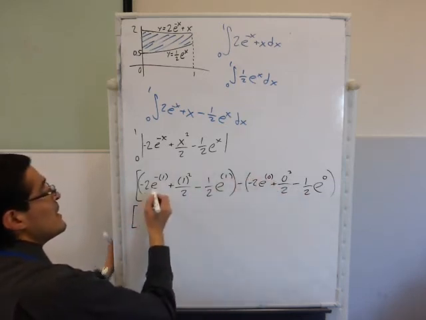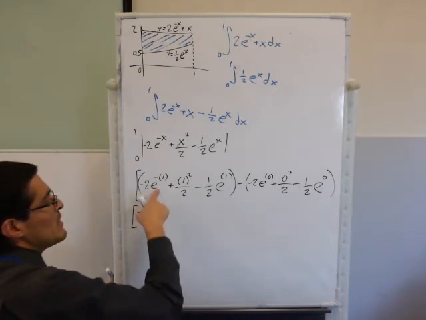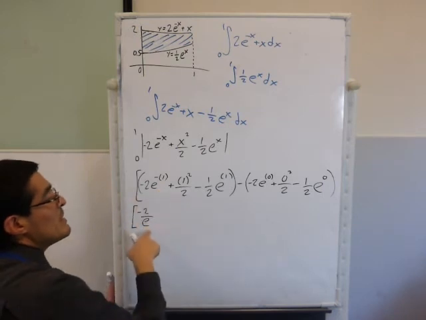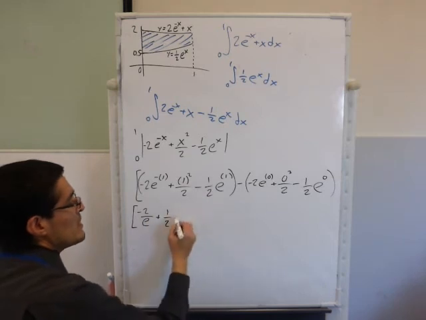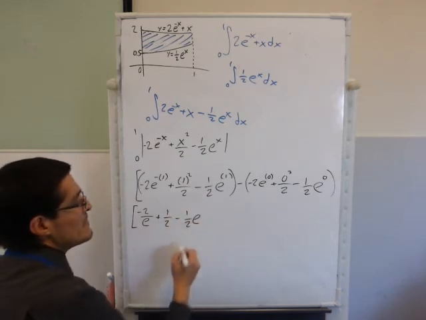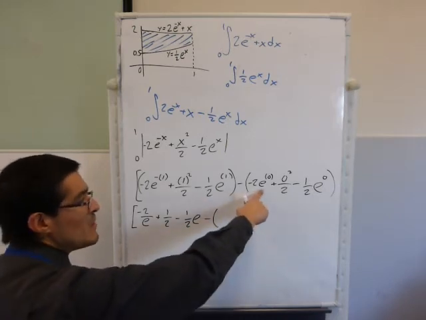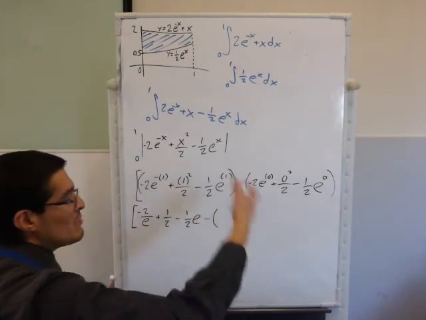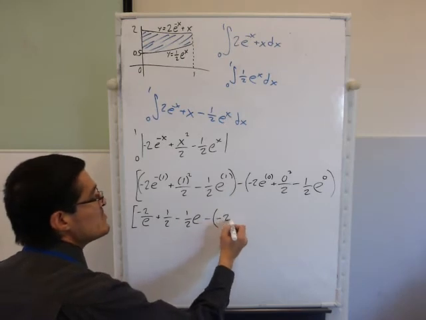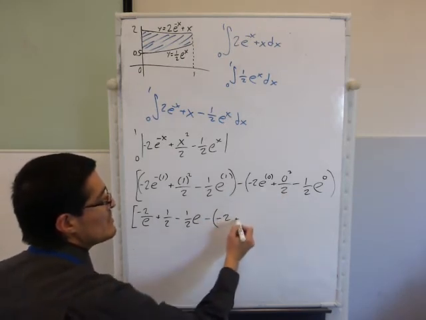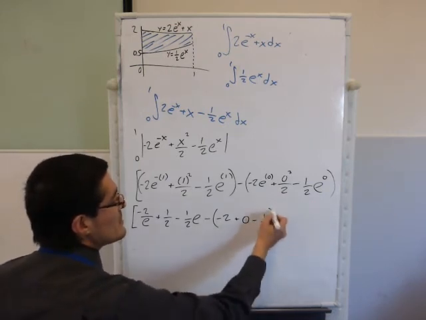So here you got e to the -1, you got -2 over e, because e to the -1 becomes e to the 1, but being a denominator. Then you have here 1 squared over 2, that gives you 1/2. Then you got minus 1/2 of e. Then you get here minus, and then you got e to the 0, that's 1. Actually, any number to the power of 0 always gives you 1. So that's 1 times -2, that's -2. And minus 1/2, something like that.